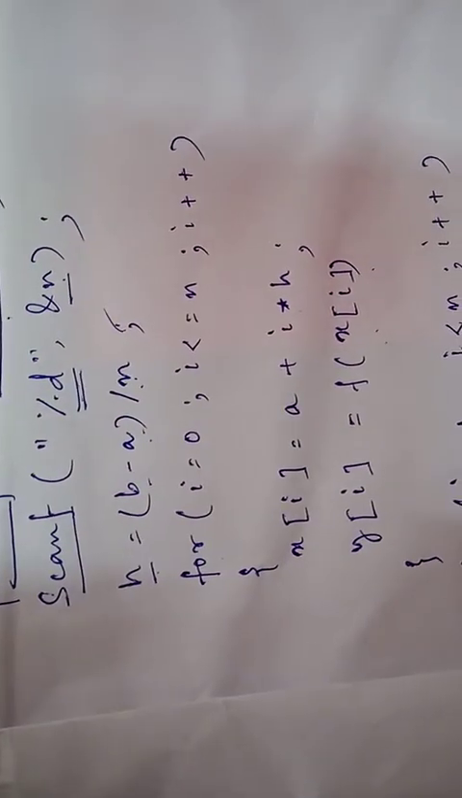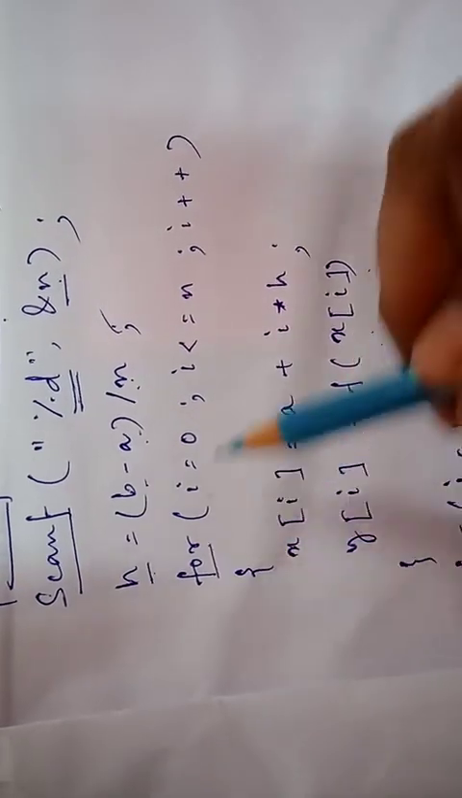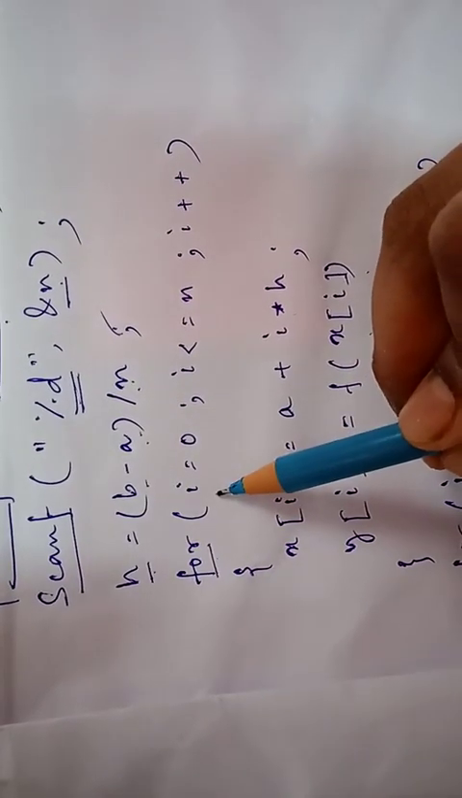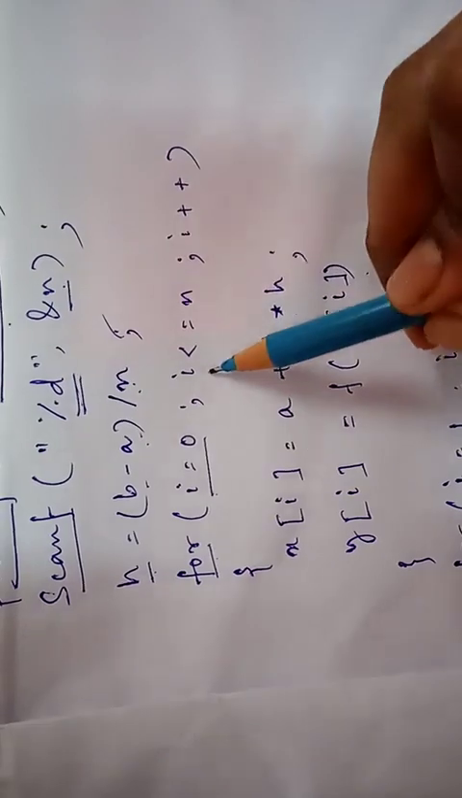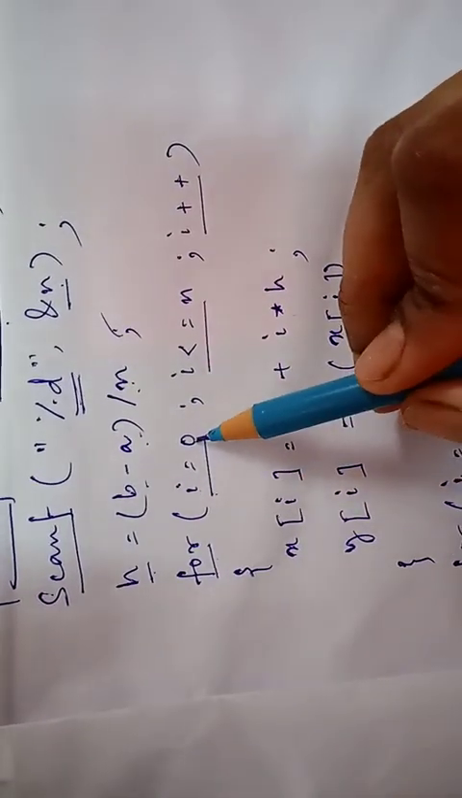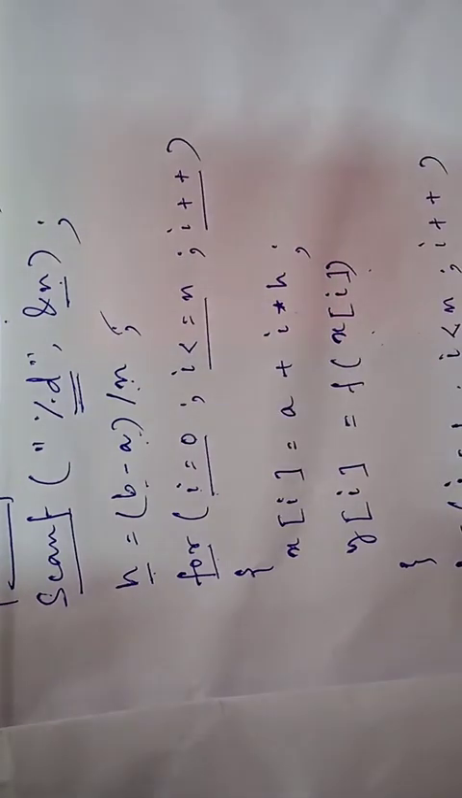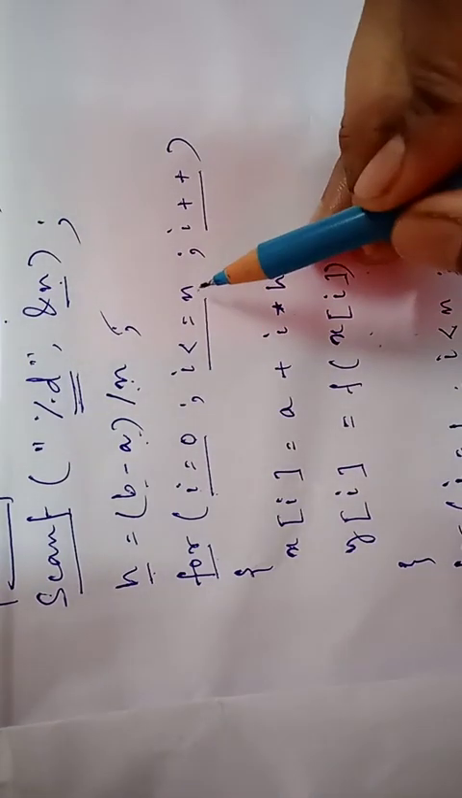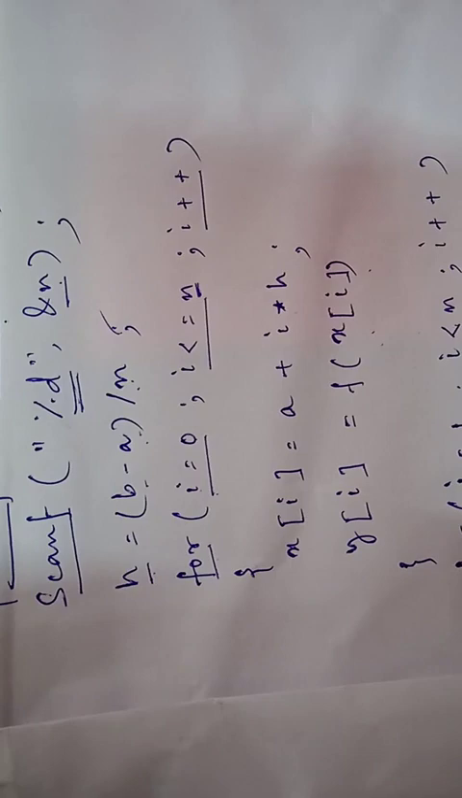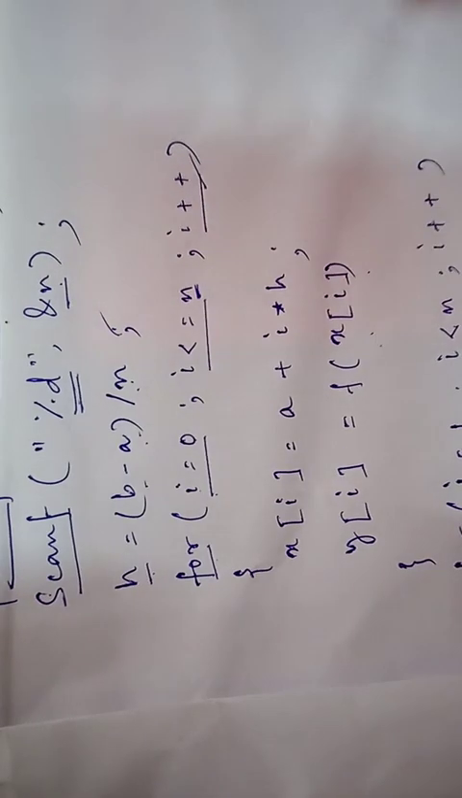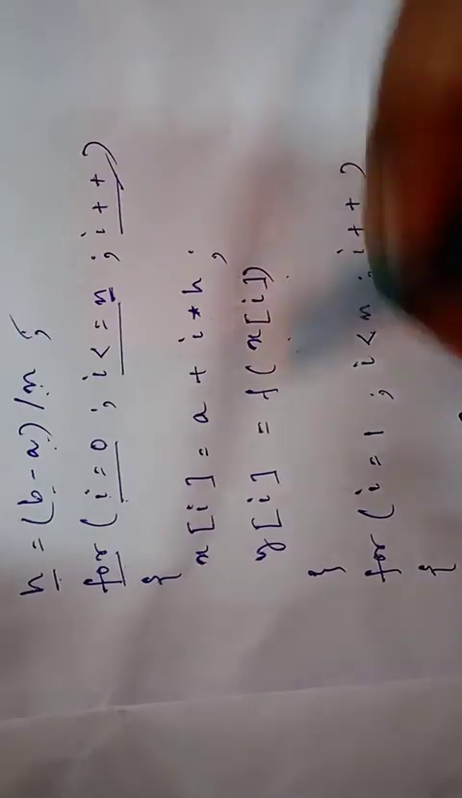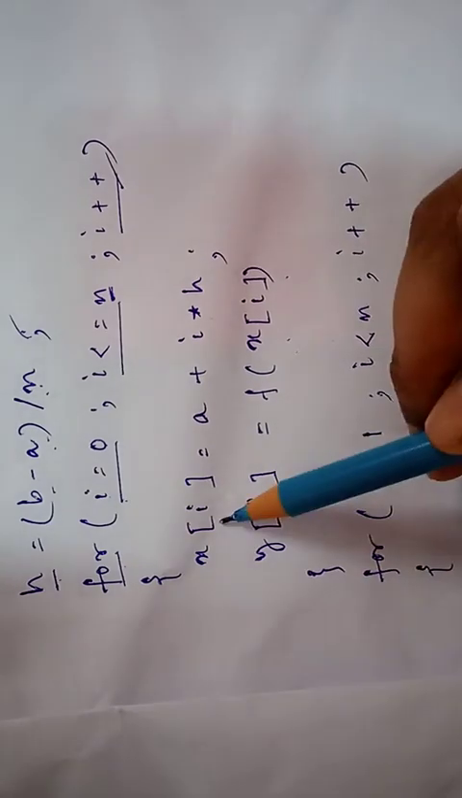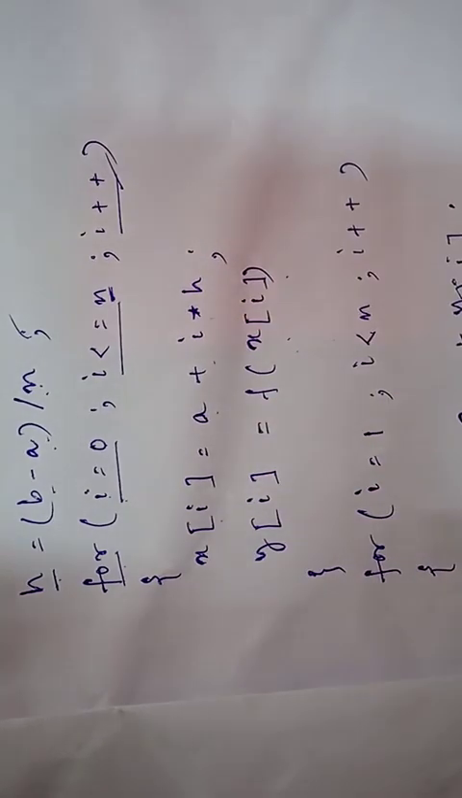Next we are opting for the for loop. The for loop procedure is initial value, last value and the increment. So the initial value will be i equals 0 because we need to calculate x0, y0 and so on, and the last is i equals n, that is xn, yn. i will be increased by 1. So for loop, opening the bracket, xi equals a plus ih.